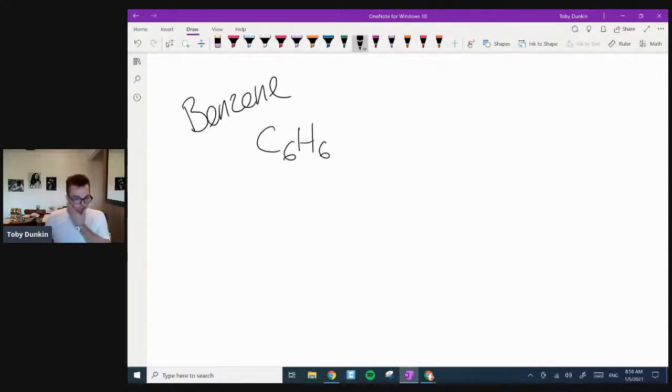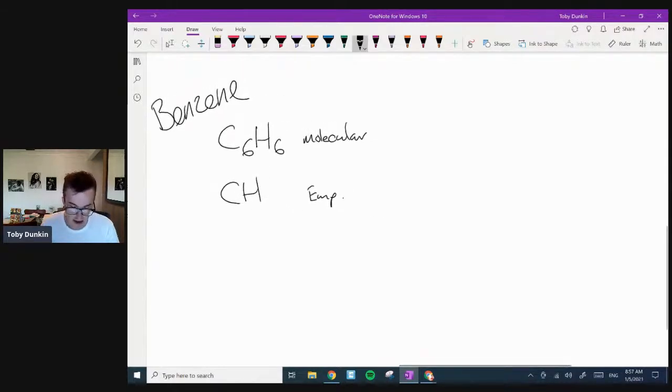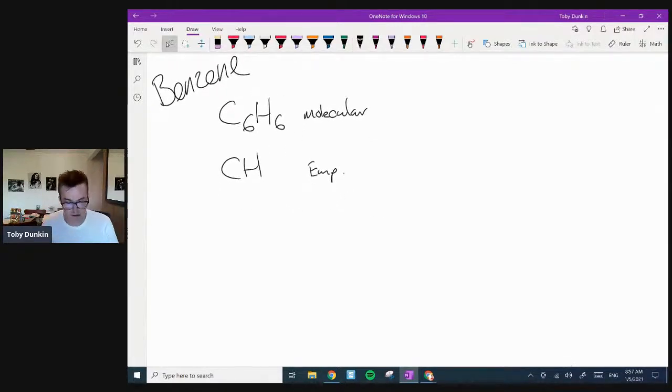Now, that is a very, very strange formula. Yeah, it's very, very odd. By the way, this is the molecular formula, the actual number of atoms of each element in a compound, and then the empirical formula is just CH. Yeah, and of course, the first person who discovered this was a guy called Kekulé.